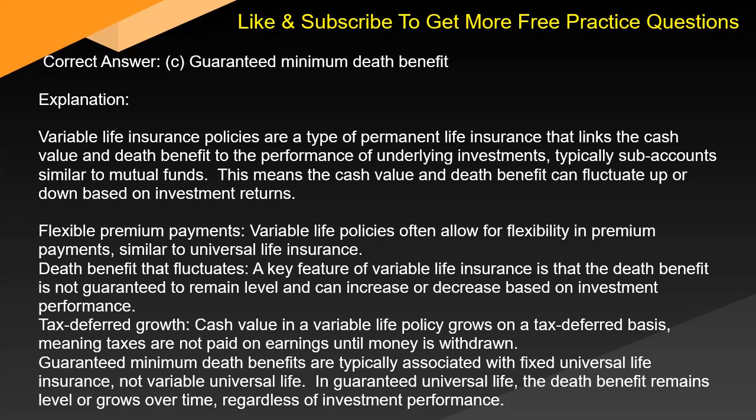Tax-deferred growth. Cash value in a variable life policy grows on a tax-deferred basis, meaning taxes are not paid on earnings until money is withdrawn. Guaranteed minimum death benefits are typically associated with fixed universal life insurance, not variable universal life. In guaranteed universal life, the death benefit remains level or grows over time, regardless of investment performance.